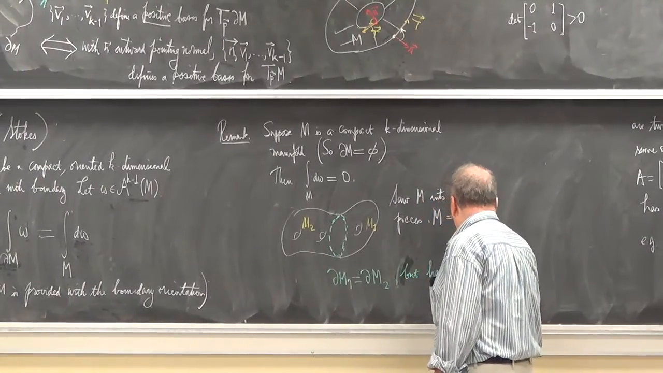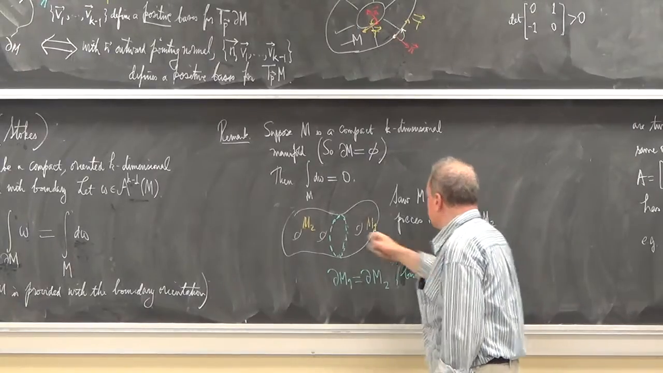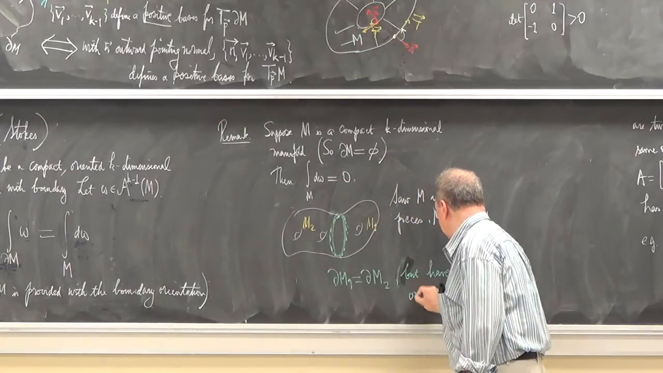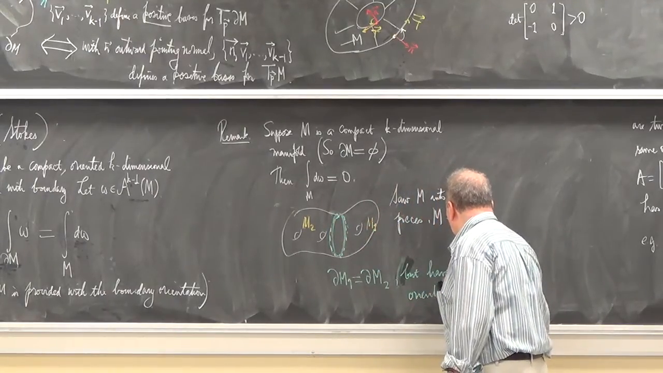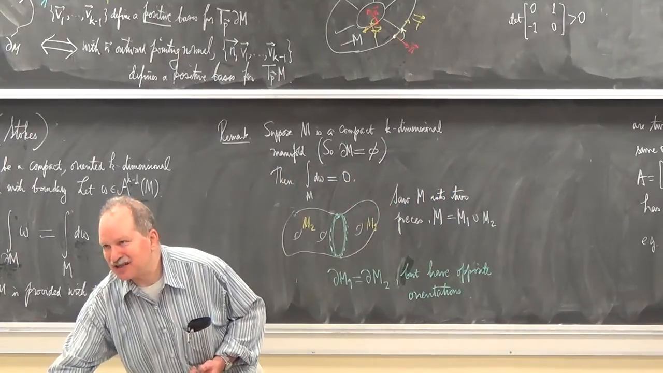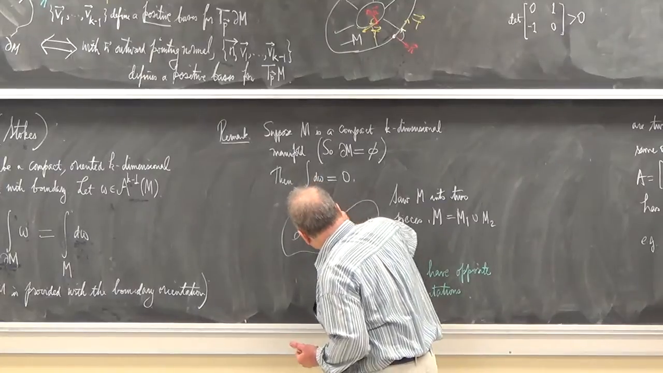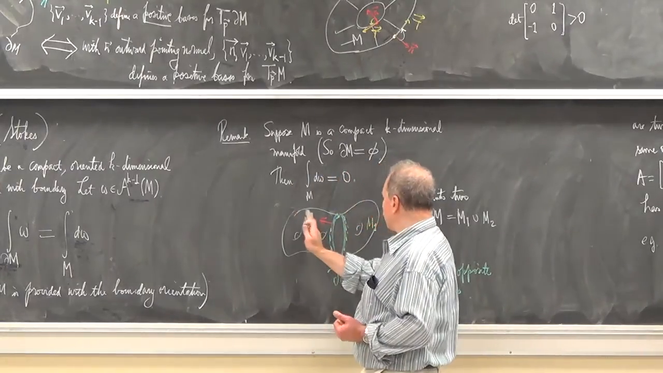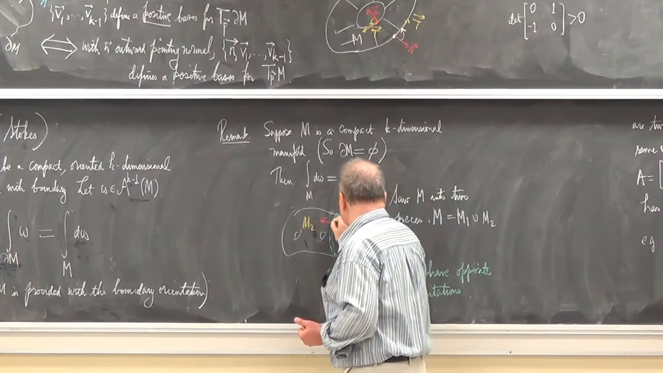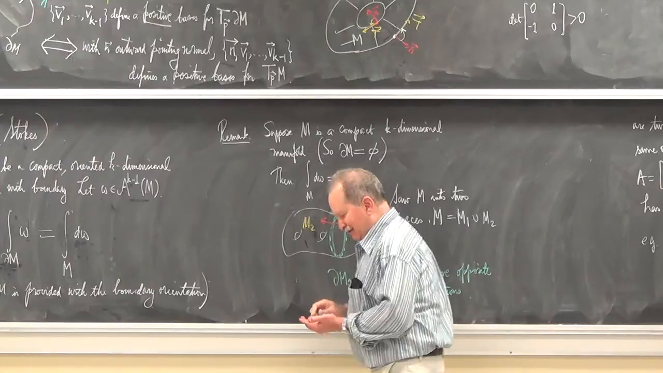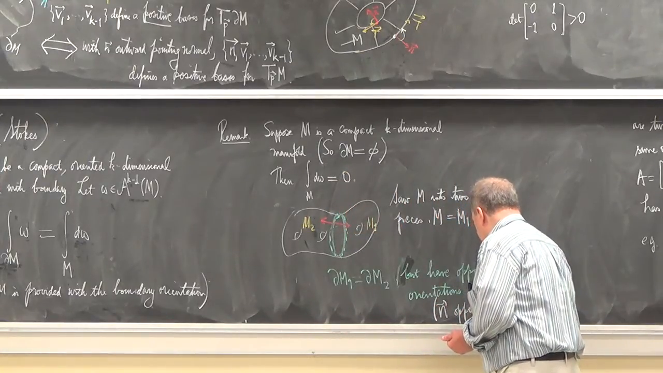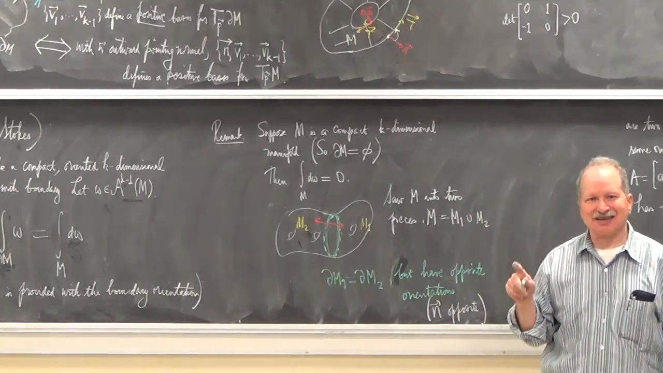Oh, no, I'm not talking about the orientations on M1 and M2. I'm talking about the orientation on this piece here. How are they opposite? Because the outward pointing normal, when you're living in M1, clearly points into M2. But the outward pointing normal when you're in M2 clearly points out of M2, which means it points that way. So N is opposite in the two cases, and that flips the orientations.